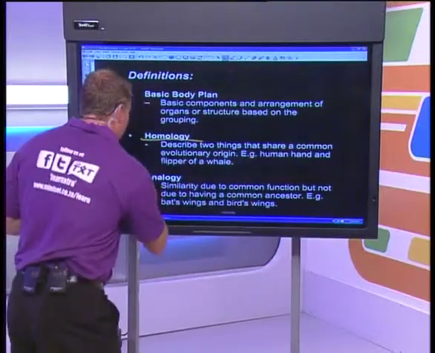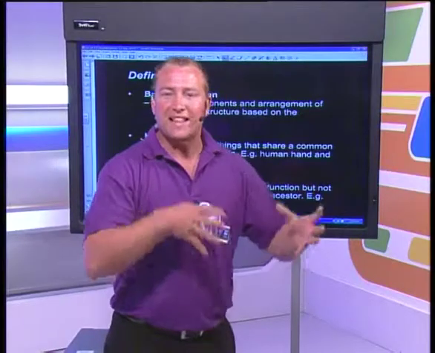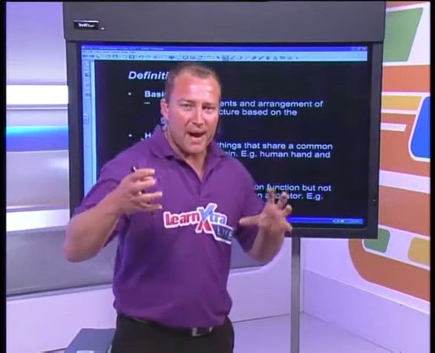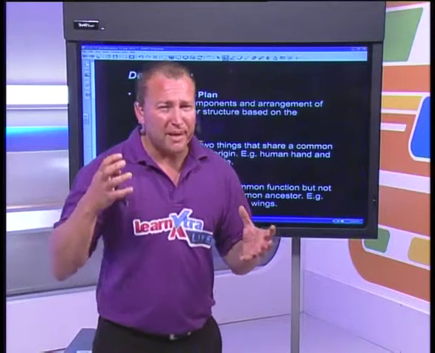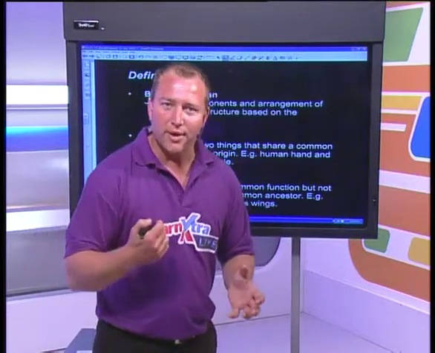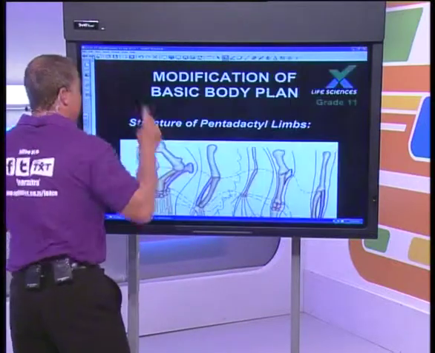The other one is analogy. Okay, that means that they're all adapted for the same function, but they look completely different. Okay, now, that might jump you around a bit and confuse you a little bit, but it's going to become obvious as we go along. So don't stress too much. Okay, if we go to the next one.